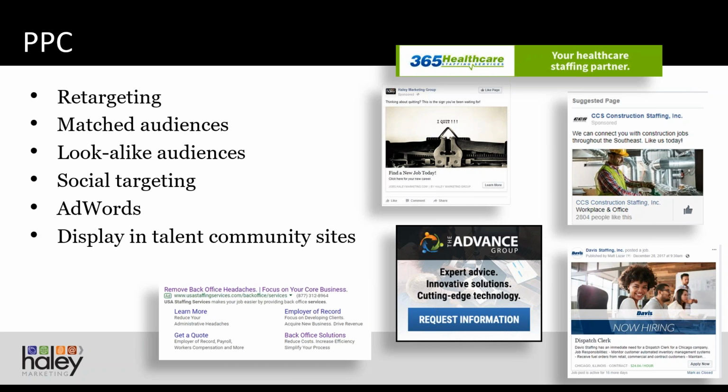I can also use pay-per-click advertising to target ads. The upper right corner is an example of a display ad that could appear right on a talent community website, making me more part of the community so people in the community see my brand, builds my employment brand, makes me more of a trusted resource for that community. And I mentioned earlier geofencing. So I can use pay-per-click advertising to target ads within a very specific geographic area.